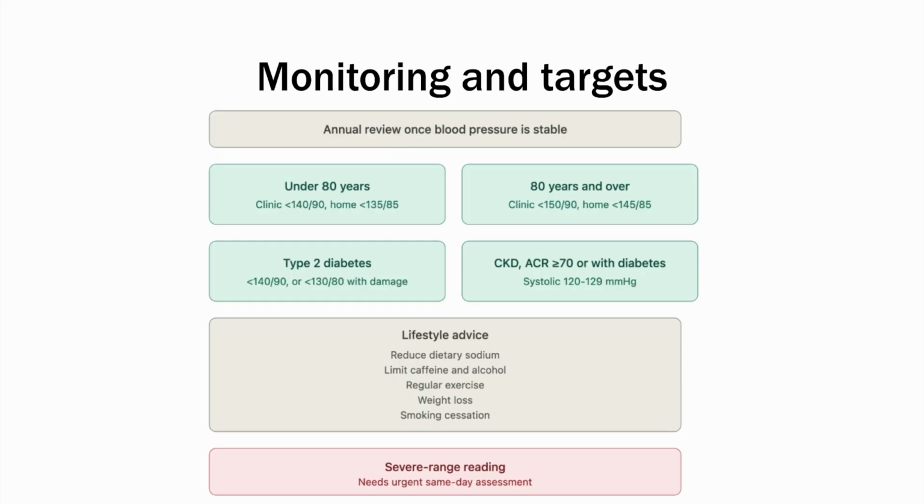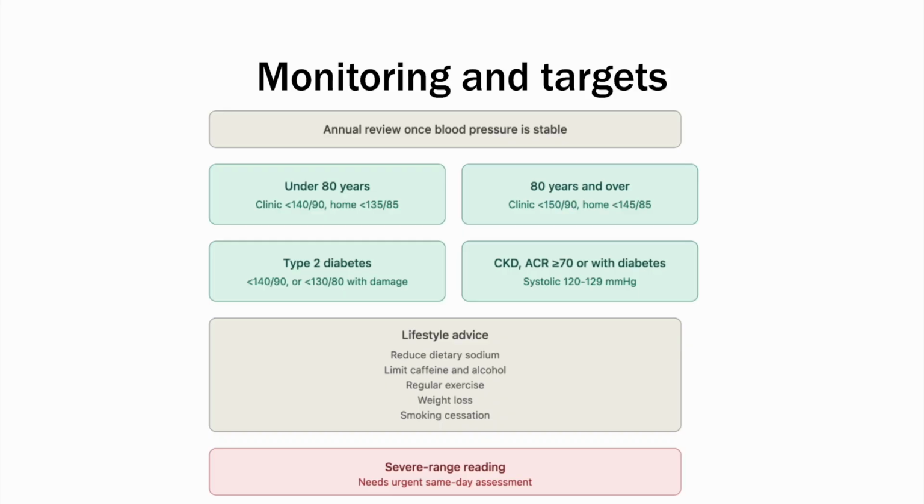Once a patient is established on treatment and the blood pressure is stable, NICE recommends an annual review to check control, reinforce lifestyle advice, and screen for medication side effects. It's worth remembering the target ranges because they differ by certain populations, as you can see on the video here. Lifestyle measures remain relevant throughout treatment and not just at diagnosis. Reducing sodium intake, limiting caffeine and alcohol intake, regular exercise, weight loss where appropriate, and smoking cessation all meaningfully contribute to blood pressure control alongside medication.